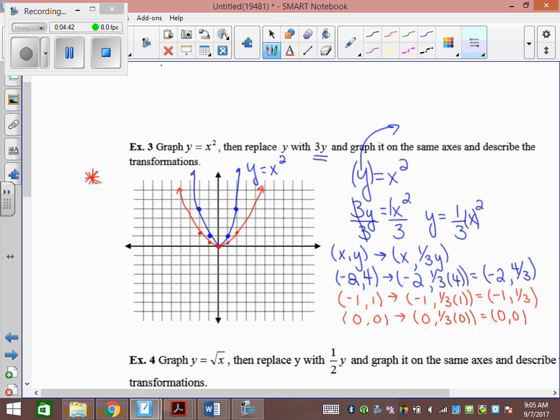And then describe the transformations. This is a vertical stretch by a factor of what? 1/3. About the x-axis. So this is by a factor of.